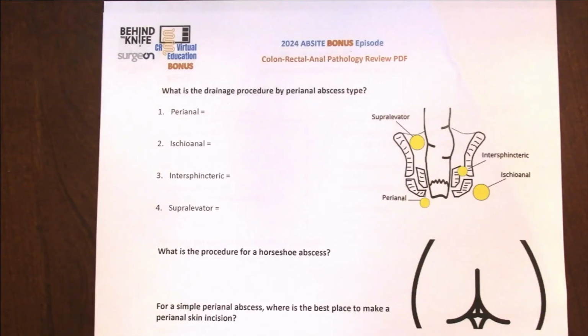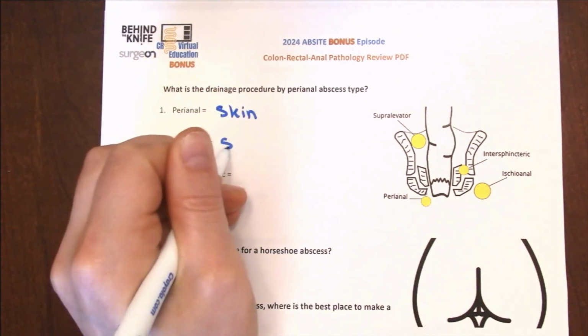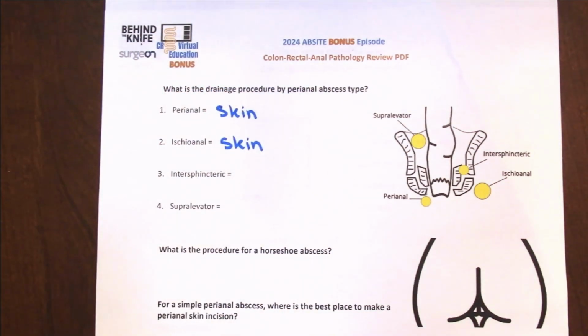What is the drainage procedure by perianal abscess type? And what are the different perianal abscess types you can have? I'll first talk about the different types of perianal abscesses. So the first one is called a simple perianal or ischioanal fossa abscess. And this is typically just at the skin. And then the other types include intersphincteric, so between the sphincter, as well as a supralevator abscess. So that would be above the pelvic floor muscles. With a simple perianal or ischioanal fossa abscess, you would just drain this by making an incision through the skin. For intersphincteric perianal abscesses, you drain this through the anus or the rectum.